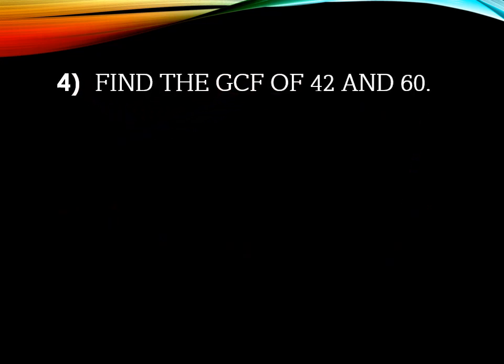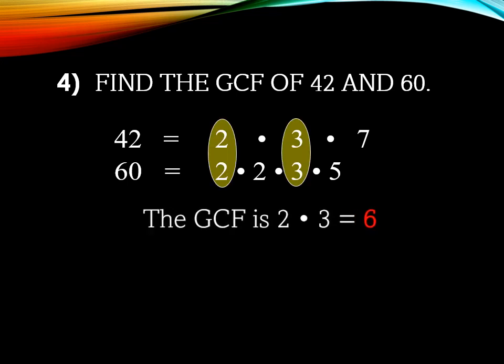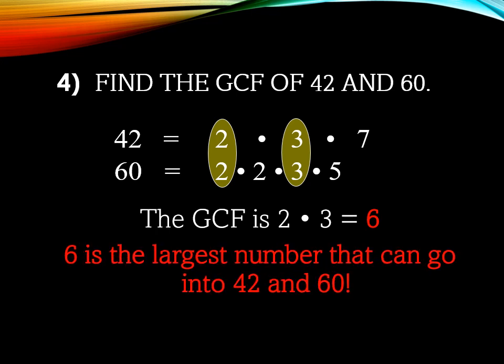So if I want to find the greatest common factor of 42 and 60, first I'm going to write the prime factorization of 42. Then I'm going to write the prime factorization of 60, take the common factors, and multiply them once. So the greatest common factor is 6. So 6 is the largest number that can go into 42 and 60.